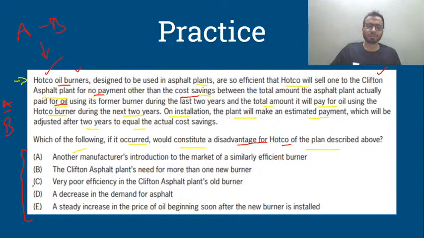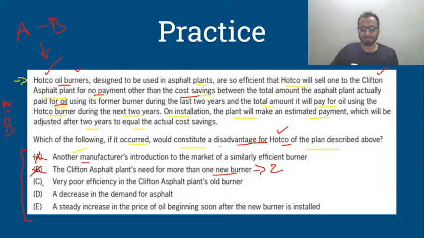Okay, let's follow the process of elimination now. A. Another manufacturer's introduction to the market of a similarly efficient burner. We don't care for another manufacturer because Clifton is already buying Hotco, right? So we don't care about other manufacturers. B. Clifton asphalt plant's need for more than one new burner. So if they buy two burners, Hotco is at an advantage, not a disadvantage.